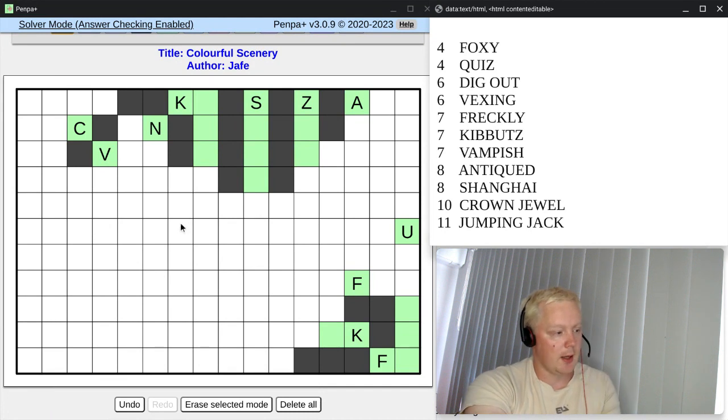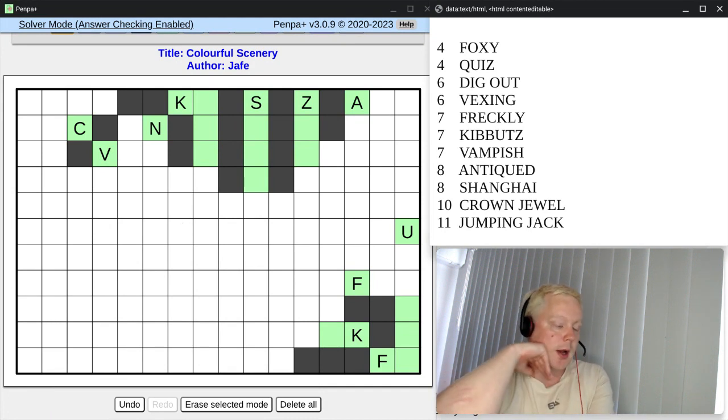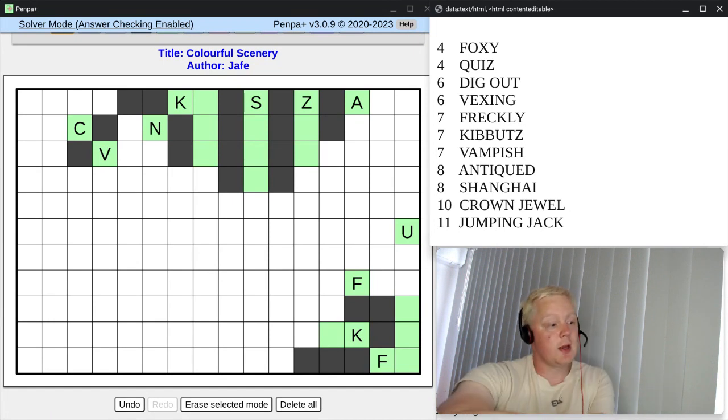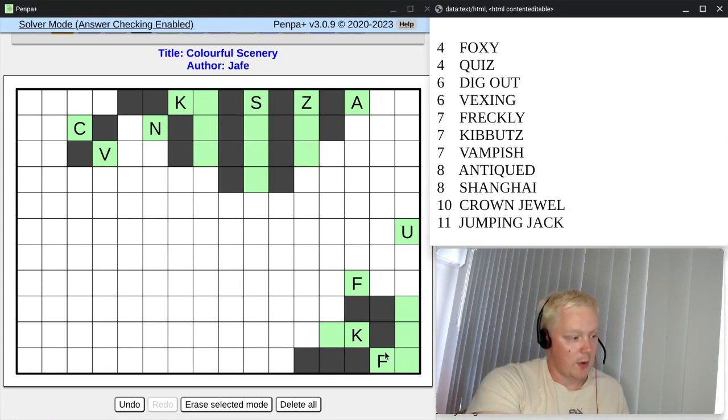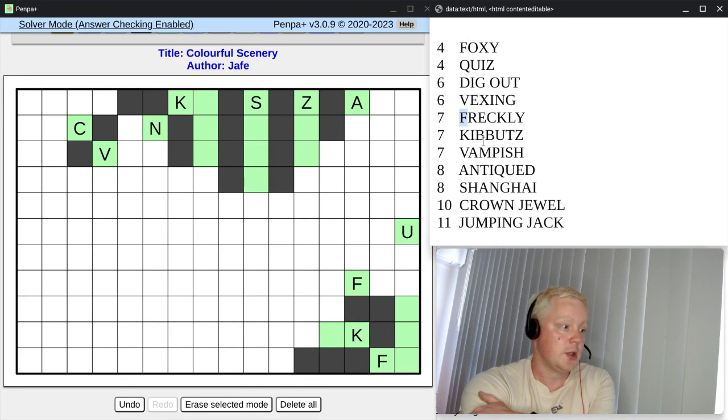Yeah, let's look at what kind of words these are going to be. So is there, for example, a letter that has to be part of a specific word? Let's look at that. So F, we have F in foxy, and we have an F in freckly. So that's two options. One is 4 letters and one is 7. Now, freckly is not possible here because this can never be 7 letters.